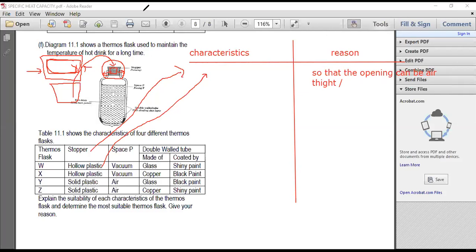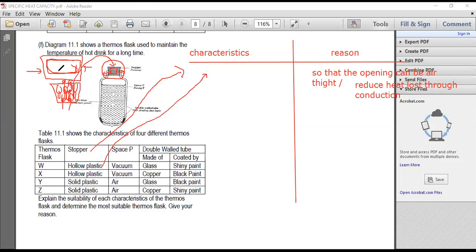Okay, or you can even say reduce heat loss through conduction. Okay, because if it is not hollow, that means you have atoms, all this. So there'll be atoms here, so the heat can be transferred out, can be transferred to the atoms. Okay, the heat can be transferred by conduction. So that means the heat can be transferred to this atom, and this atom.